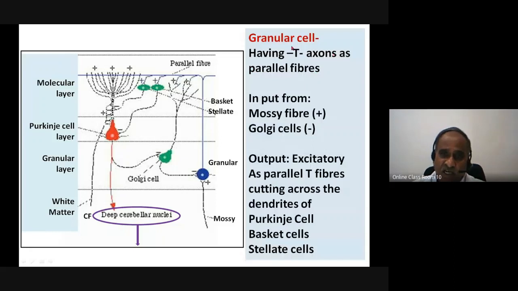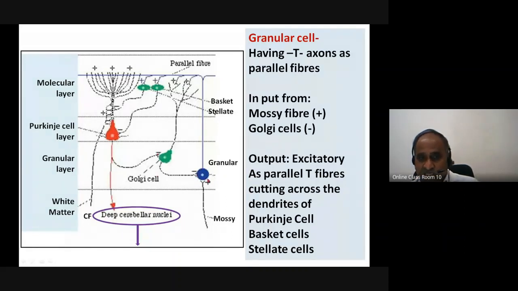Now about the granular cell. These are granular cells, the blue ones, having T axons as parallel fibers. You can see these T axons as parallel fibers in the molecular layer. These receive input from the mossy fibers. These mossy fibers come from the cerebral, the pontine and reticular, the vestibular, and the spinocerebellar tract. All these are mossy fibers. It also receives input from, what is this? This is the Golgi cell. It also gives a projection to the granular cell.